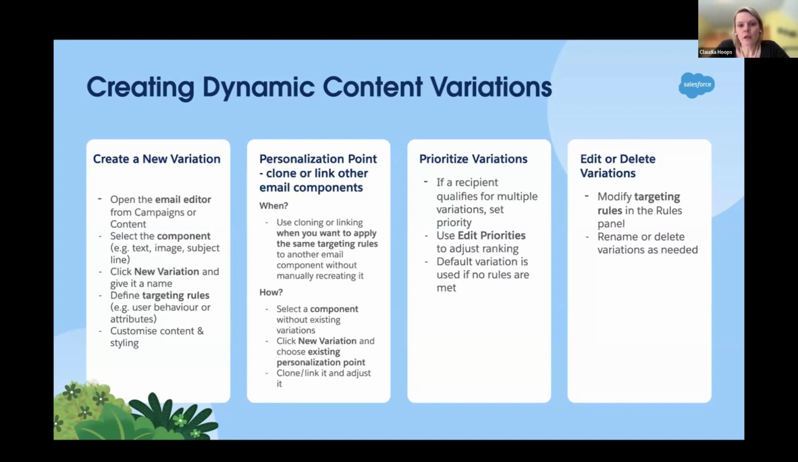If a record can match multiple variations, there's an option to prioritize your variations. So you want to say which one they should be seeing first over other ones. And in case there is no data available, we also always have a default variation that is used if no rules are met. And at any point in time, you can also delete or edit your variations and modify your targeting rules.